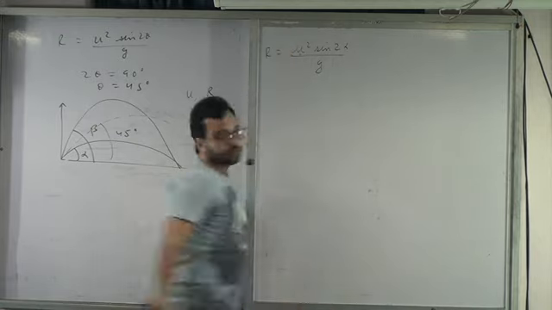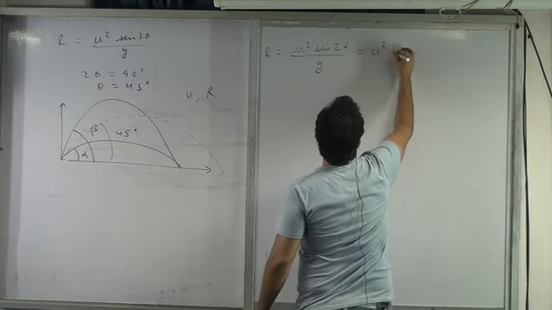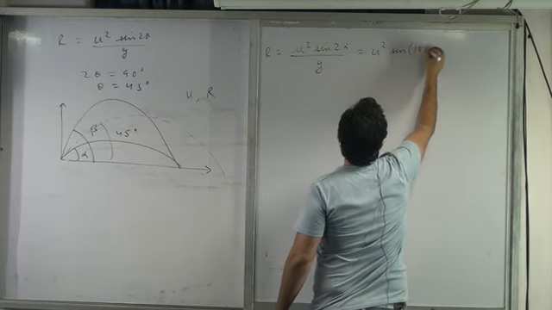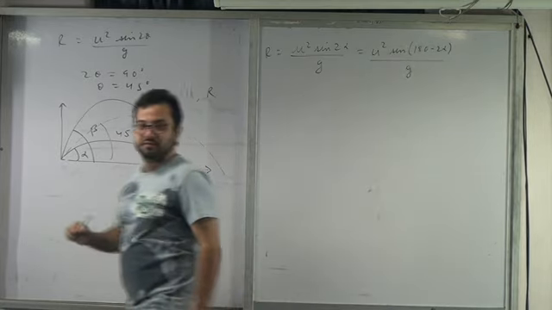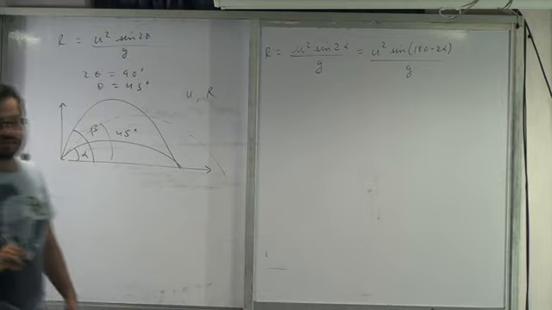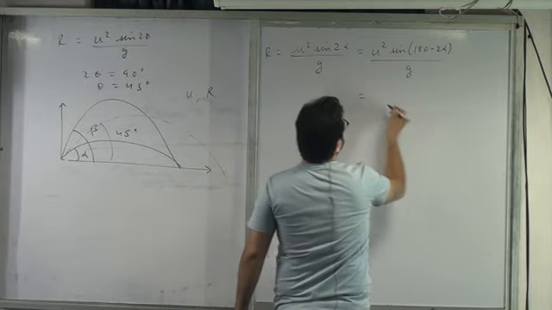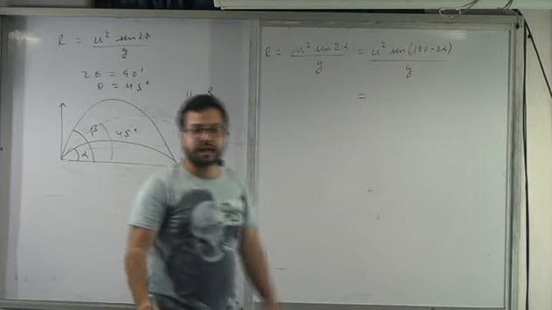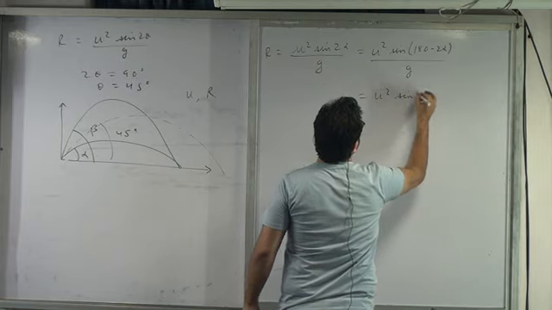The range will be u square sine 2 alpha by g. Can I also write it as u square sine of 180 degree minus 2 alpha by g? Does it make any difference? Sine of 180 minus theta is sine theta. Now this is the range at angle alpha. Will this be the range at angle beta?